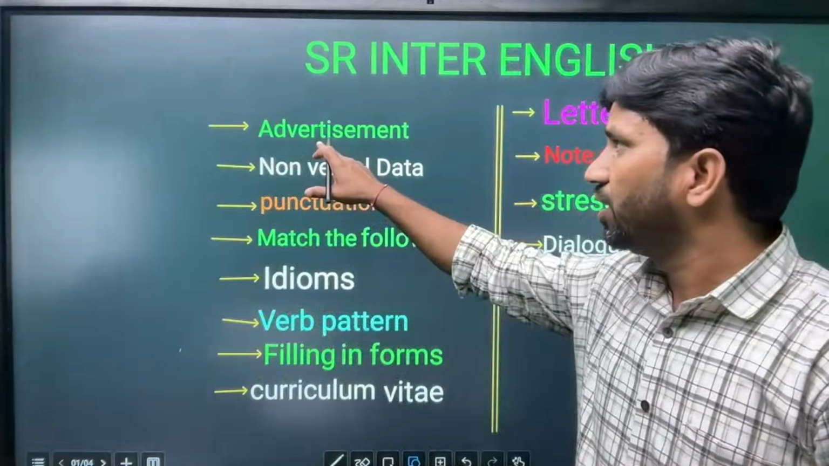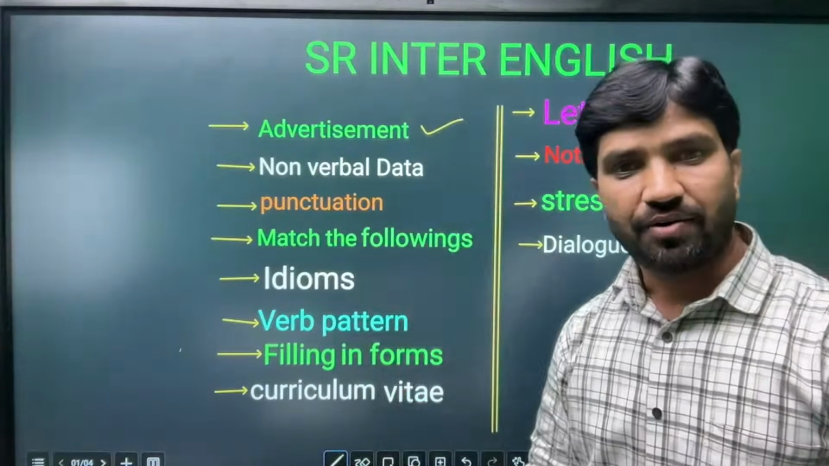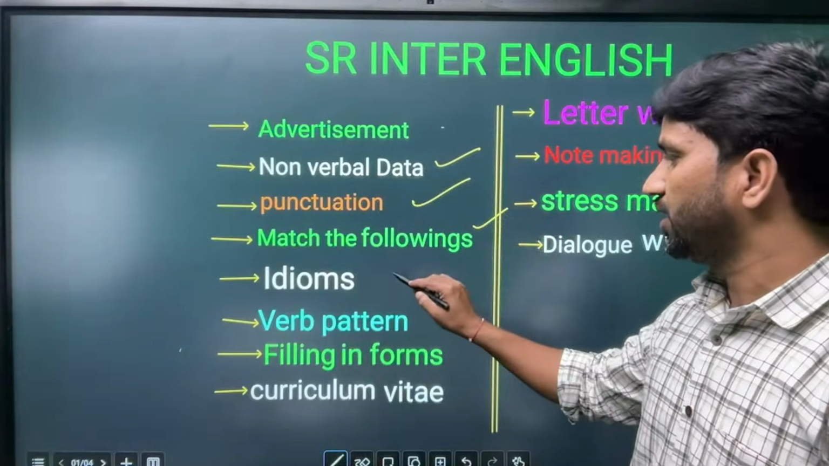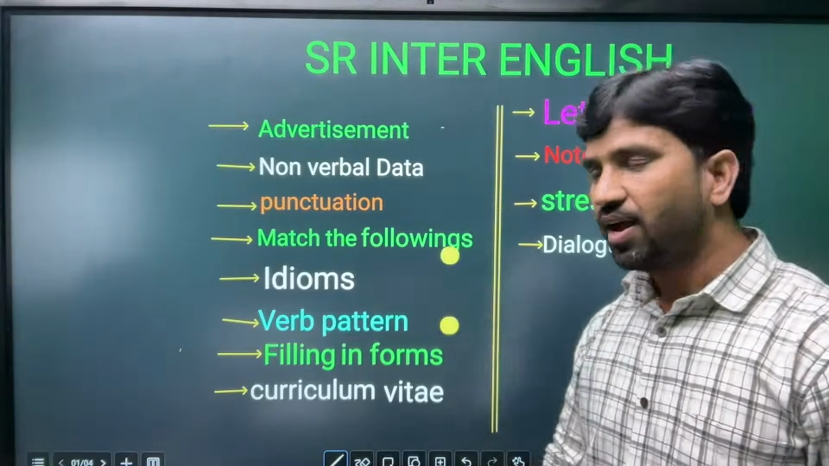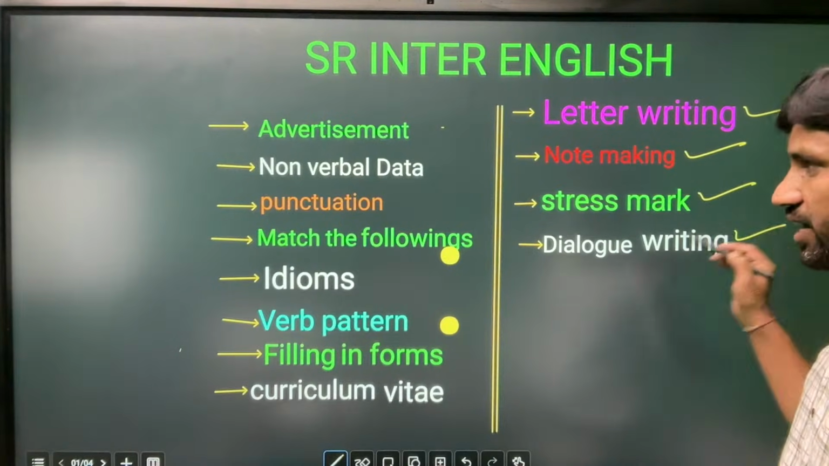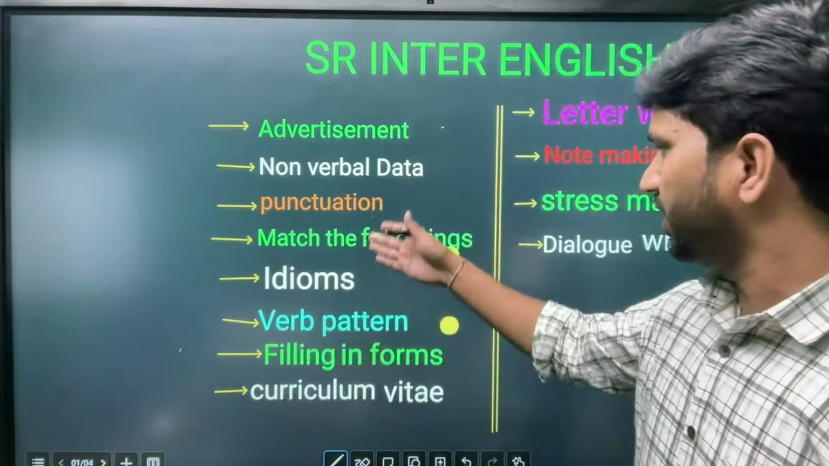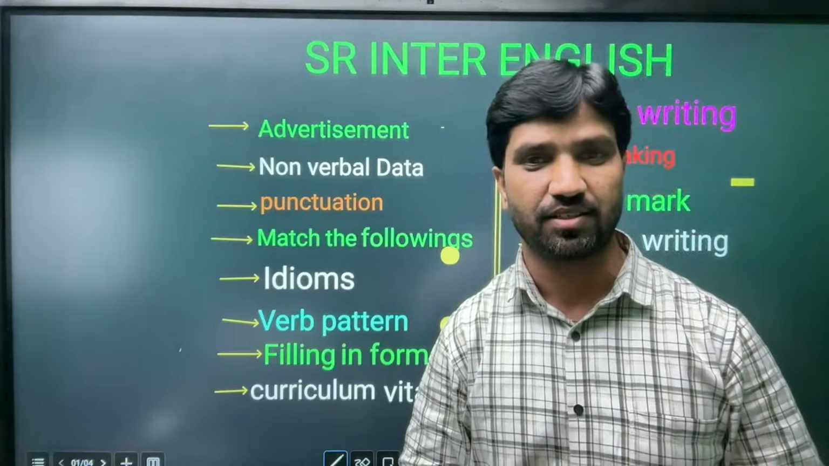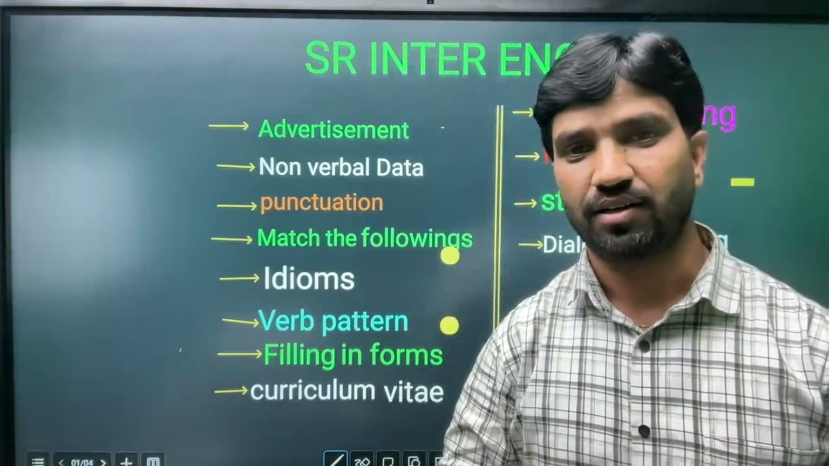Here: advertisement, nonverbal data, punctuations, match the followings, idioms, verb pattern, filling in forms, curriculum vitae, letter writing, note making, stress mark, dialogue writing. These are the grammar parts we have in second year. Everything is completely descriptive. It takes nearly one to one and a half pages, so we should be careful while presenting the answers in the answer sheet.